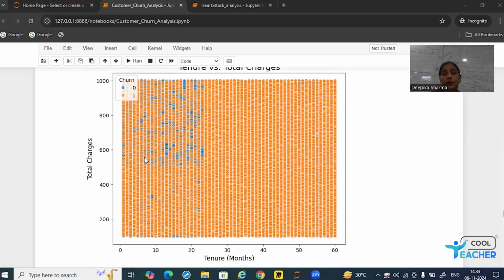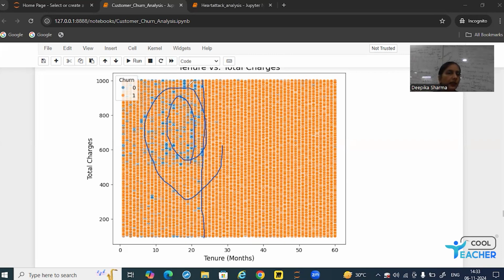0 churn means the customer is still retained with us. And in case of 1, orange color, the customer has gone. They have left the subscription. So you can see here, just focus on the initial months. Customers start moving, which means around the 20th or 25th month, customers start releasing the subscription. They are no more taking the services here.